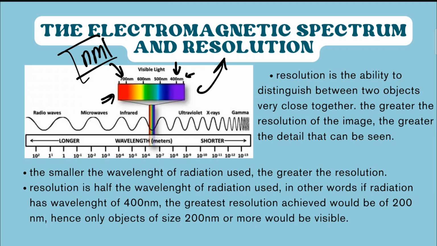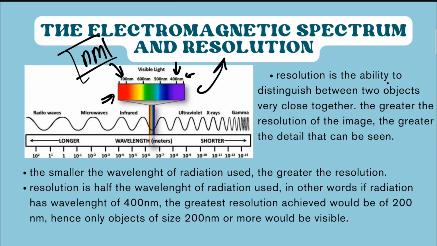Another way to talk about resolution is that resolution is half the wavelength of the radiation used, right? So if I'm using violet light over here, which has 400 nanometers of wavelength, then its resolution is going to be 200 nanometers. Now, what does this mean? If the resolution is 200 nanometers, this means that objects that are 200 nanometers or greater in size are the only ones that can be seen using that source of light.